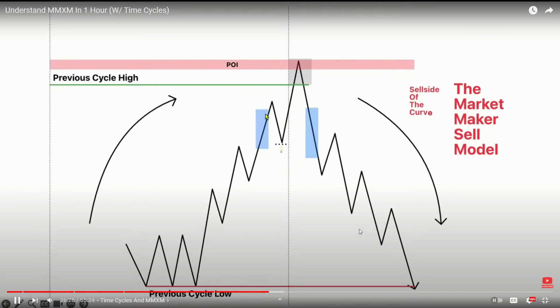BC right here on the left side of the curve, and this low set up the run higher into the previous cycle high, into our point of interest, where we're seeing those signs confirm to us that a smart money reversal is likely to take place. Market displaces to the downside.